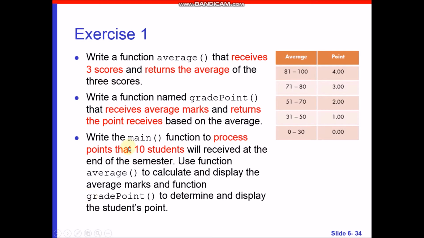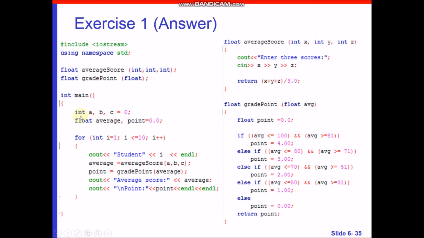While for the third question, you need to write the main function in order to process points that 10 students will receive at the end of the semester. Then in the main function also, you need to call the average and also gradePoint. Okay, basically when they ask you to process points for 10 students, here you will have the for loop because you want to process the data for 10 students. So here, first you need to declare and initialize the values for score 1, 2, and 3. You will initialize them with int a, b, c equals 0, which refer to score 1, score 2, and score 3.